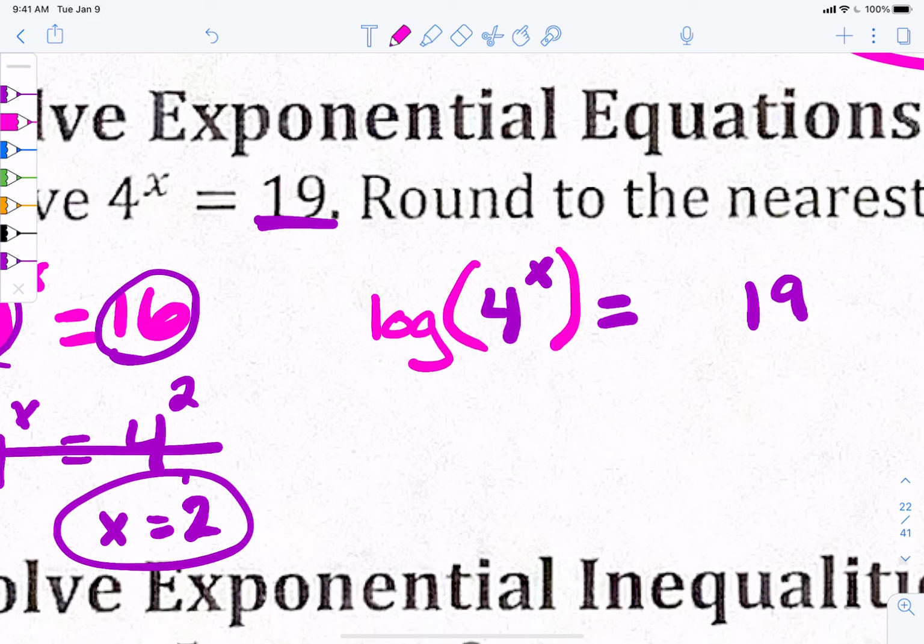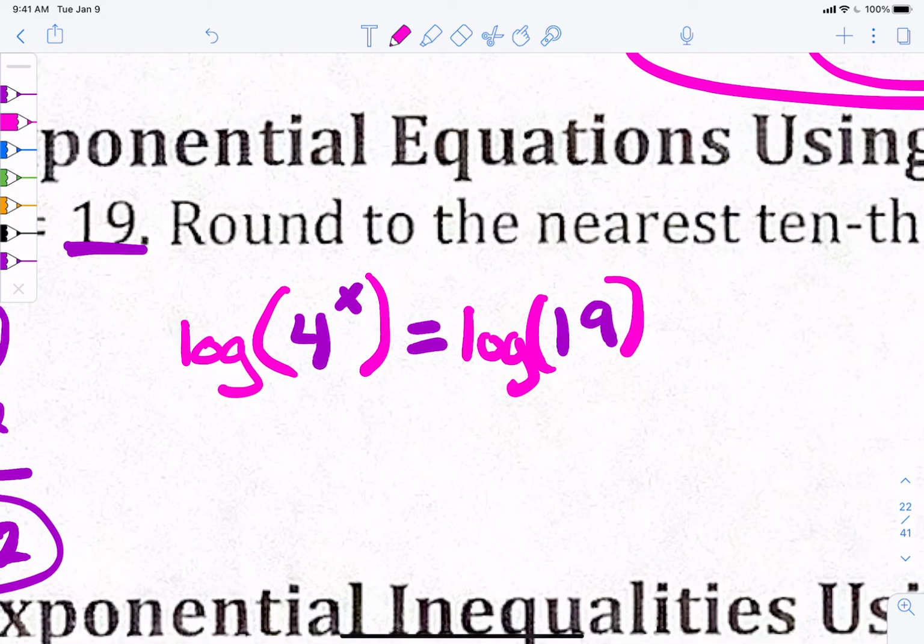So we take log of 4 to the x and log of 19. And if we do that to both sides, then it's legal, right? That's how we solve that, okay? Now, from this point, this isn't hard.